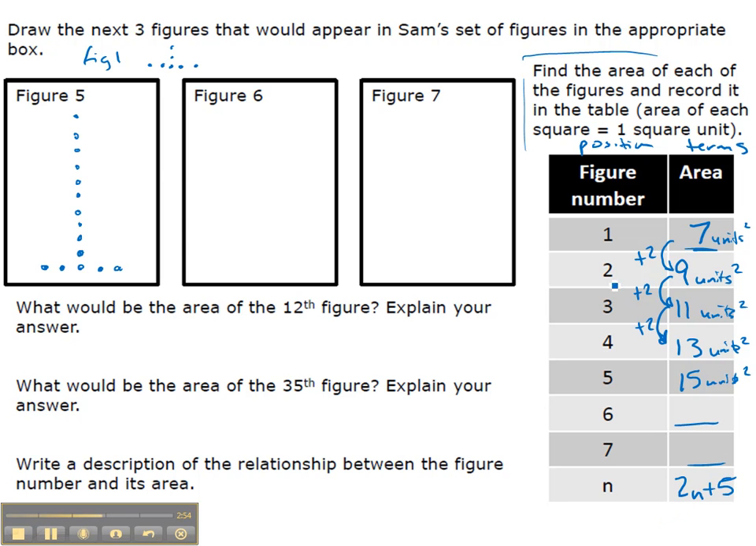And then you check it with the other positions to make sure it works. 2n, so 2 times 2 is 4, plus 5 is 9, that checks out. 2 times 3 is 6, plus 5 is 11, so we know I have the right rule. And we need that rule because we don't want to have to draw the 12th figure. We definitely don't want to have to draw the 35th figure.